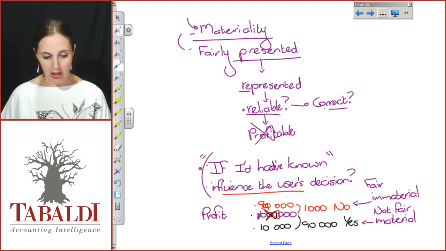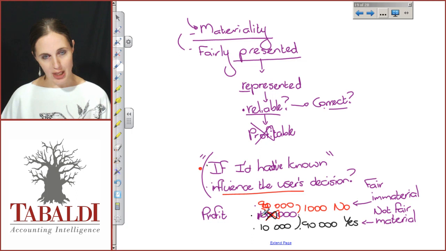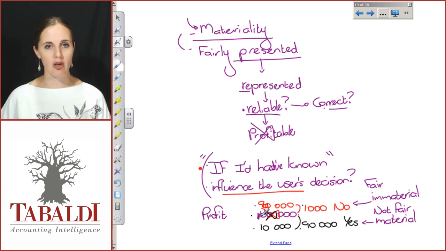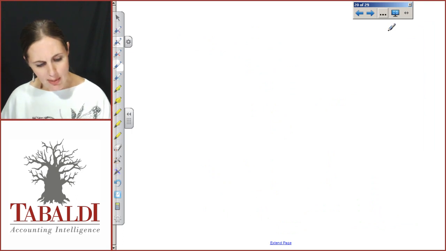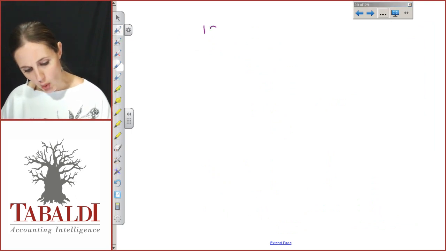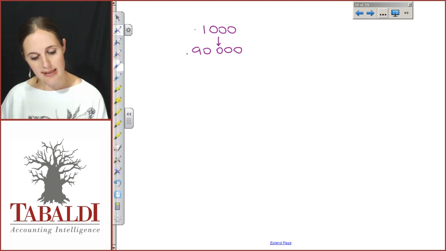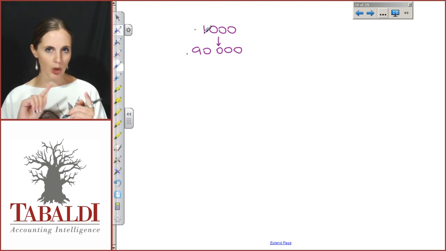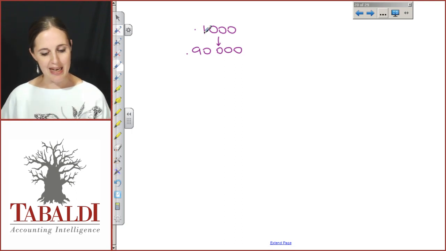So we have material by amounts. We look at this and say a 90,000 rand error is material and a 1,000 rand error is not material. Our question though is somewhere between our 1,000 rand error and our 90,000 rand error will be the turning point. So if 90,000 rand is material and 1,000 rand is not material, at which point would we switch from not material to material? And there would be a number in between there.